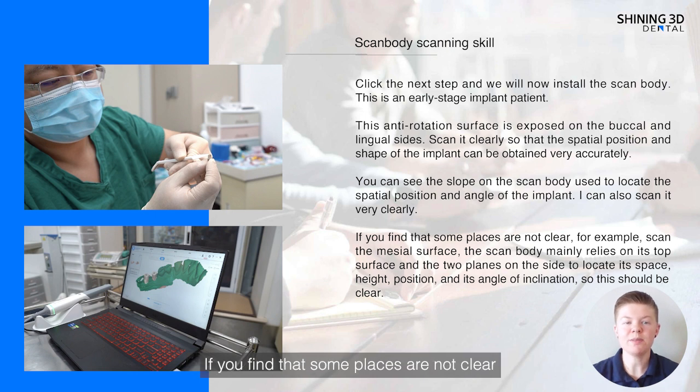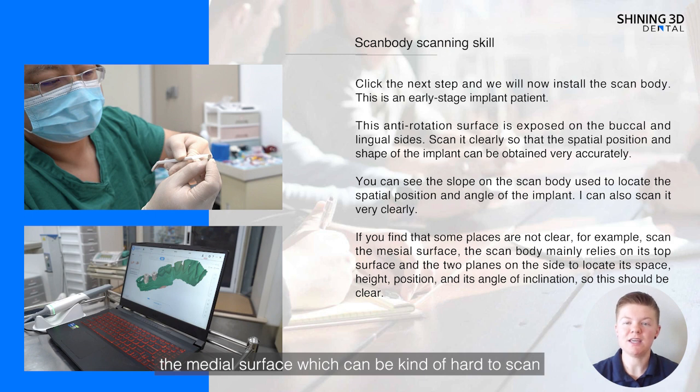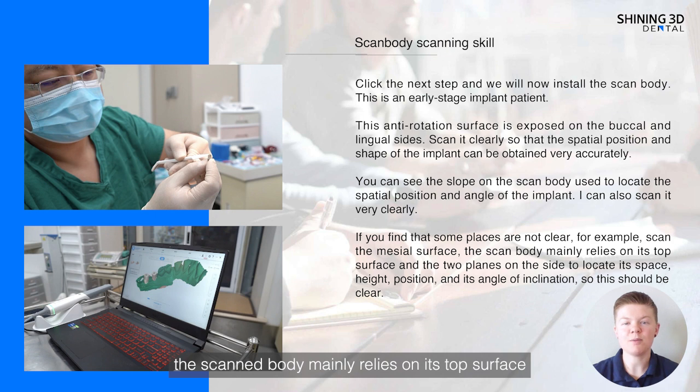If you find that some places are not clear, for example, the mesial surface, which can be kind of hard to scan, the scan body mainly relies on its top surface and the 2 planes on the side to locate its space, height, position, and its angle of inclination. So this should be acceptable.